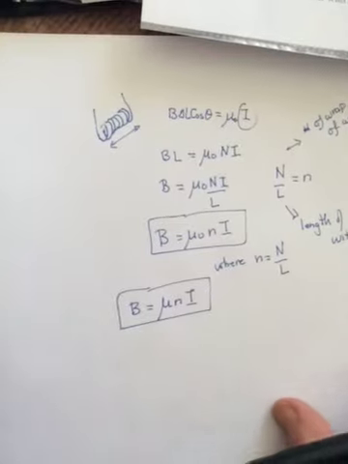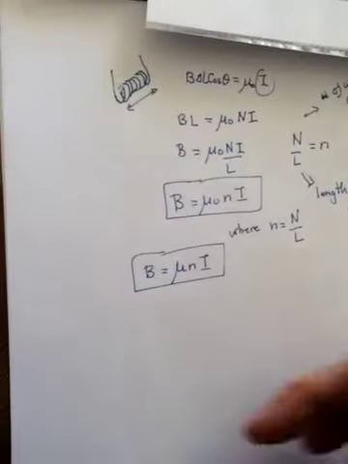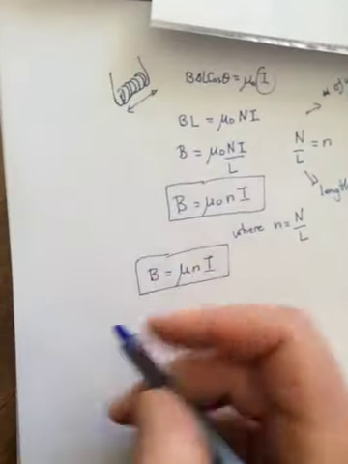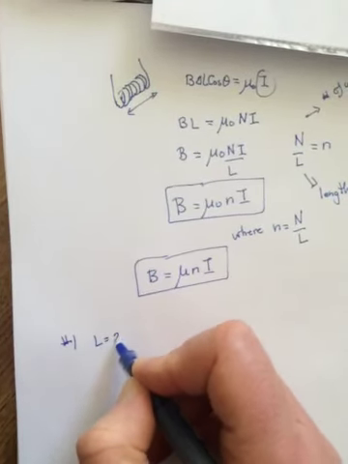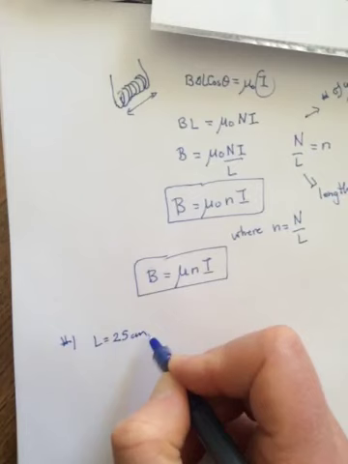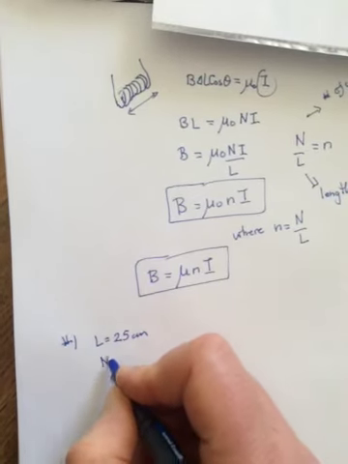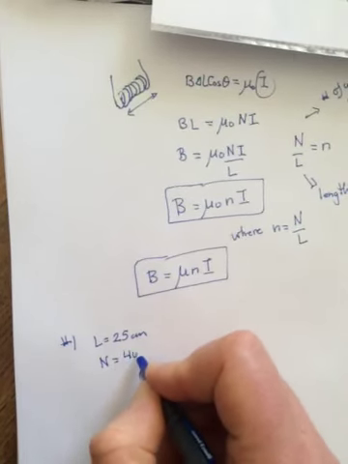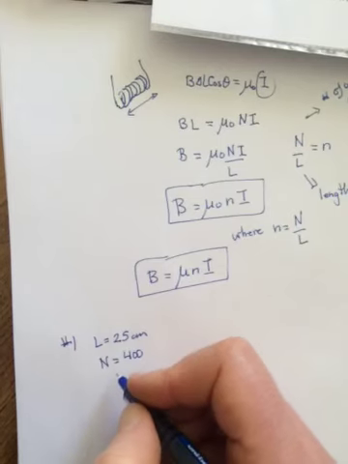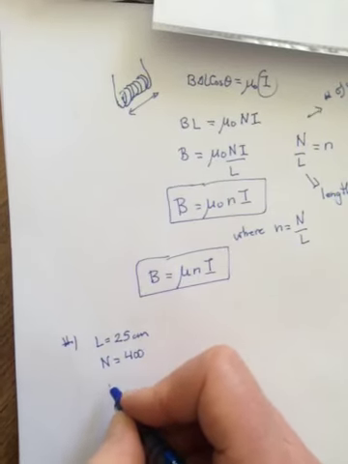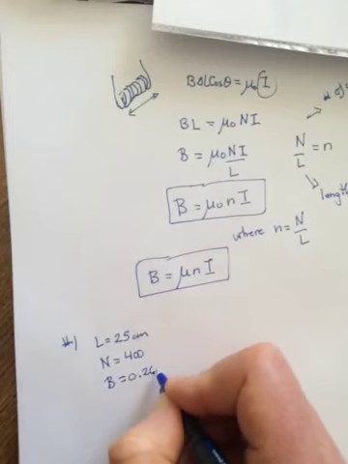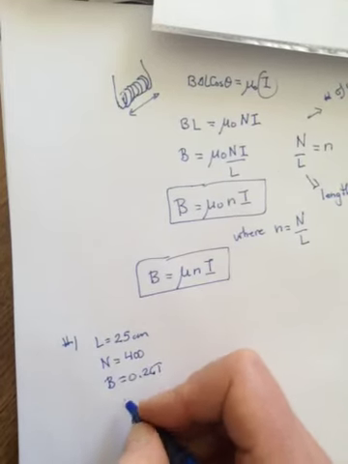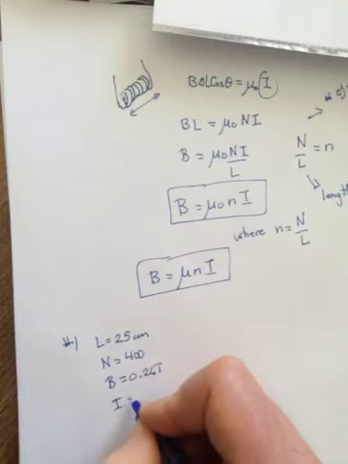Number 1, a solenoid with no core has a length of 25 centimeters, which of course you're going to change. It has 400 turns, so capital N is 400. Magnetic field strength, B, is 0.26 Teslas. Inside the solenoid, what must the current be?